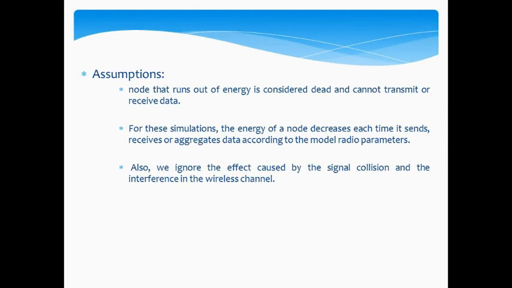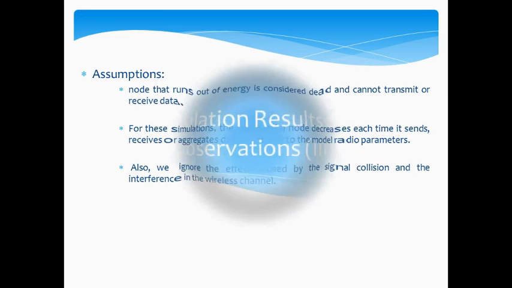Some of the assumptions used in the simulations are as follows. Supposing a node runs out of energy, it is considered dead and it cannot transmit or receive data. For these simulations, the energy of a node decreases each time it sends, receives, or aggregates data according to the model parameters. Also, we ignore the effect caused by signal collision and interference in the wireless channel.